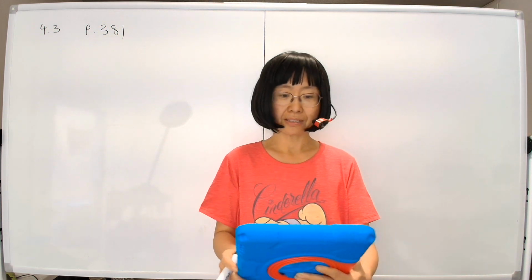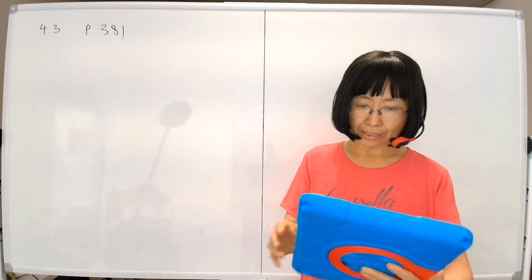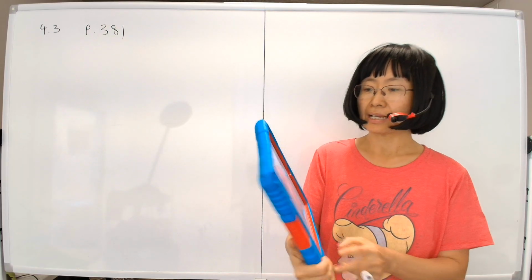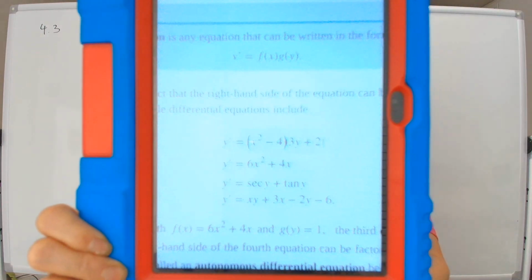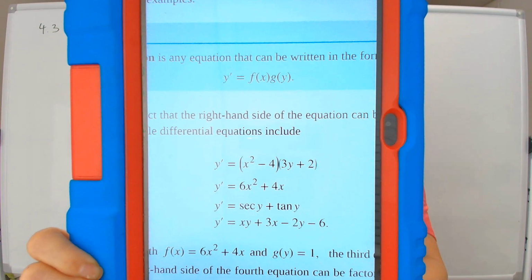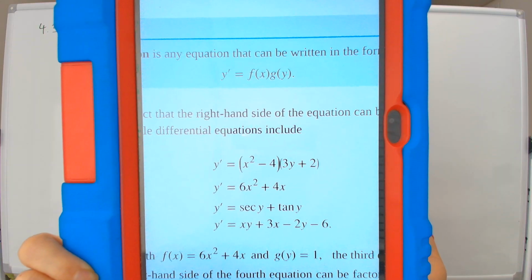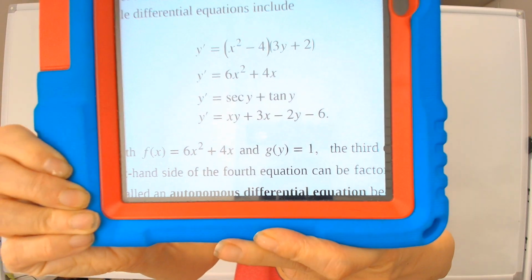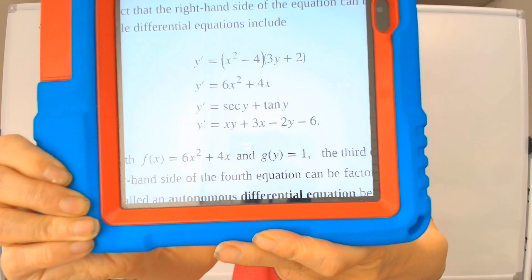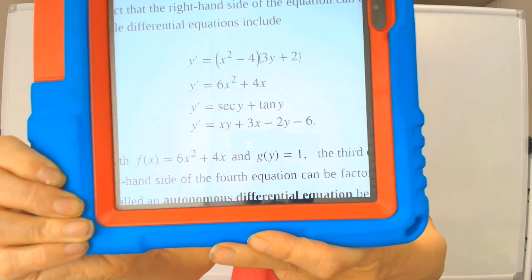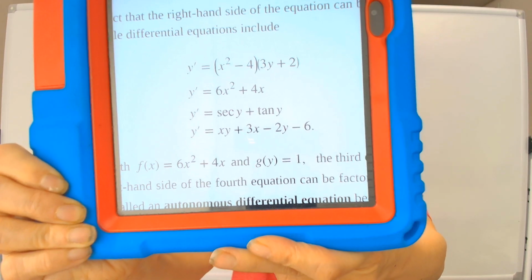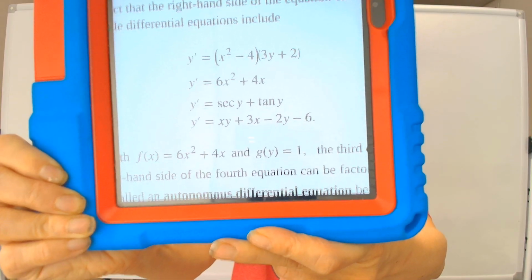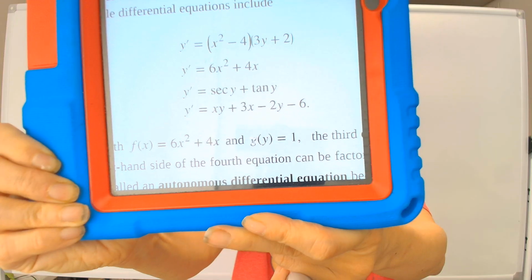Section 4.3, Separable Equations. Separable equations just means that your differential equation can be written like this. That is, you have y prime on one side, and then the equation itself can be split up into two functions multiplied together, f of x times g of y. Some of the examples include something like x squared minus 4 times 3y plus 2 on one side, and the other side has nothing but the derivative of y. However, it can also be just with x or just with y, or some mixture of the two.